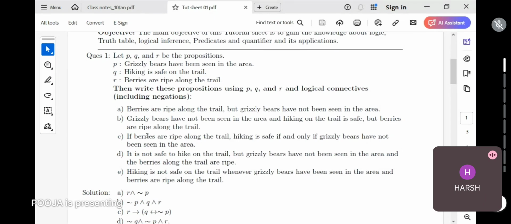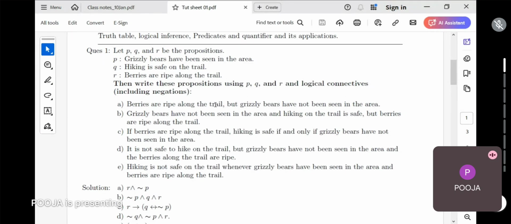Is it clear? Okay, so the statement after the comma is a separate one. R is conditioning to the whole statement after the comma. True. Okay. It is not safe to hike on the trail, meaning negation Q, but conjunction, grizzly bears have not been seen in the area, means negation P, and the berries along the trail are ripe, that is R. So this is very simple: negation Q and negation P and R.